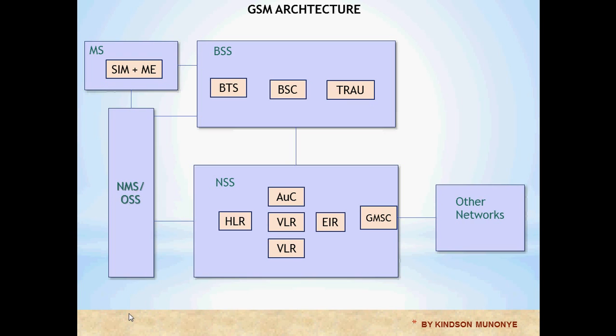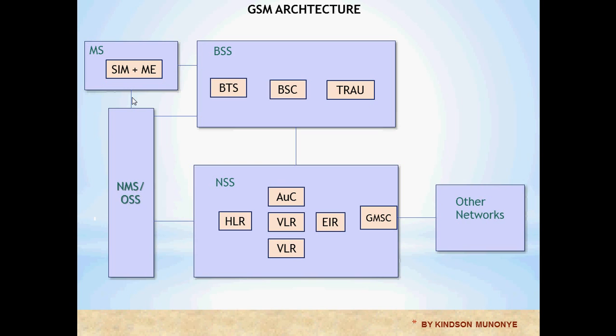Now we have the GMSC, the Gateway Mobile Switching Center, and this is responsible for connecting to other networks. So if you pick up your handset and try to make a call to maybe a different network, a desk phone, a fixed wireless device, it has to go through the gateway MSC out there. So we have the NMS, the operational support subsystem, which has connectivity to all the three other subsystems mentioned. You have this connectivity to your mobile station, to the BSS and to the NSS.